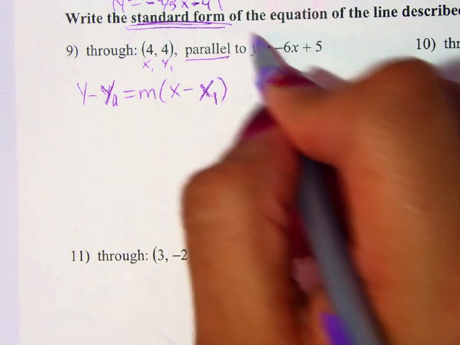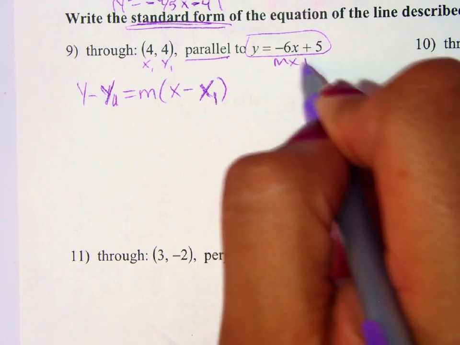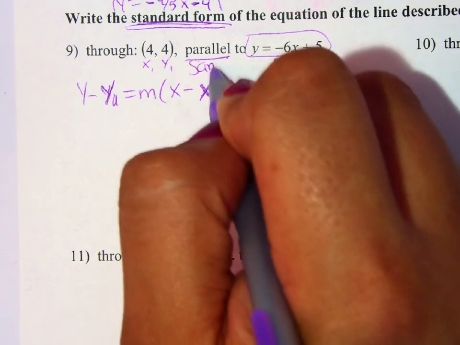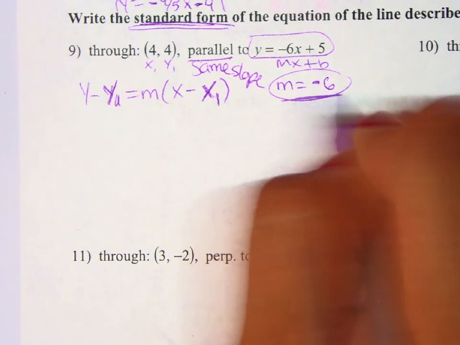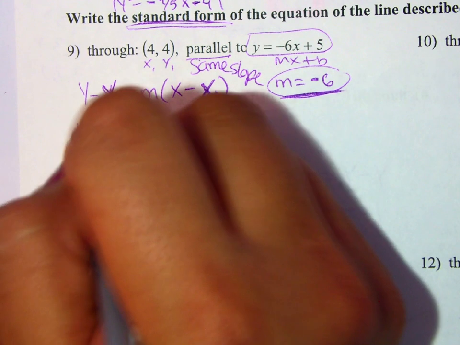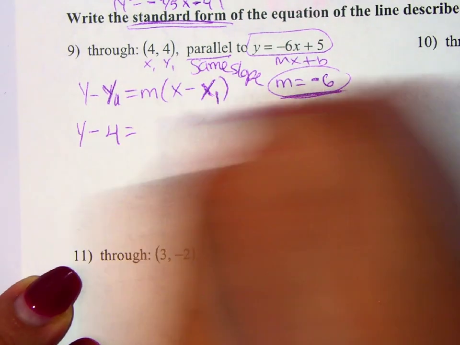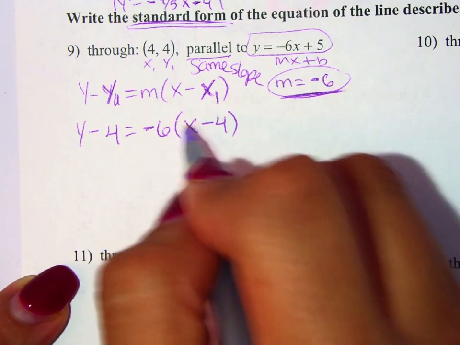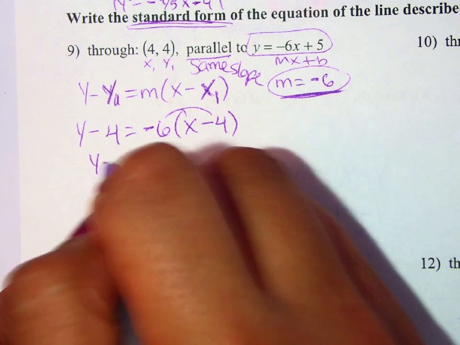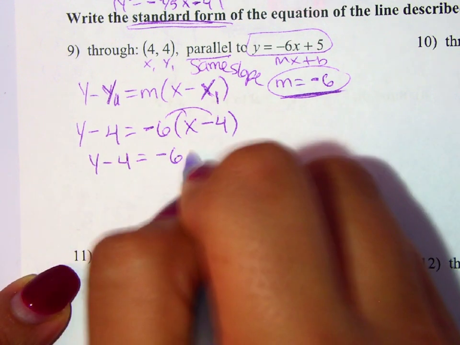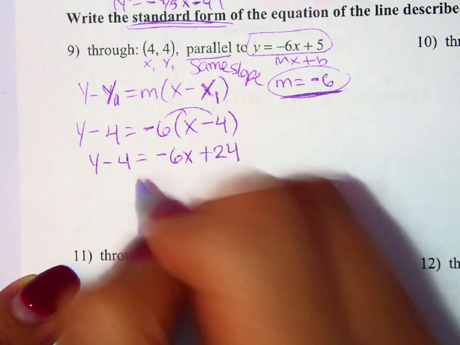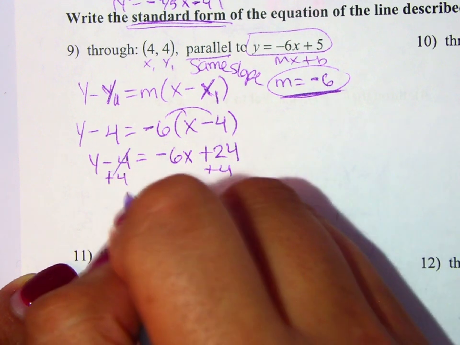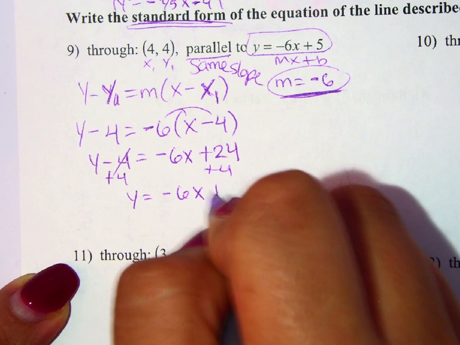So if it's parallel to this equation, the slope right now is -6. And because we want parallel, we're going to say it's the same slope. So we're going to use this one. We're going to replace y minus 4 equals the slope of -6, x minus 4. We're going to distribute the 6 inside. We're going to have y minus 4 equals -6x plus 24. Then we're going to move this 4 to the other side by adding 4. And we're going to get y equals -6x plus 28.